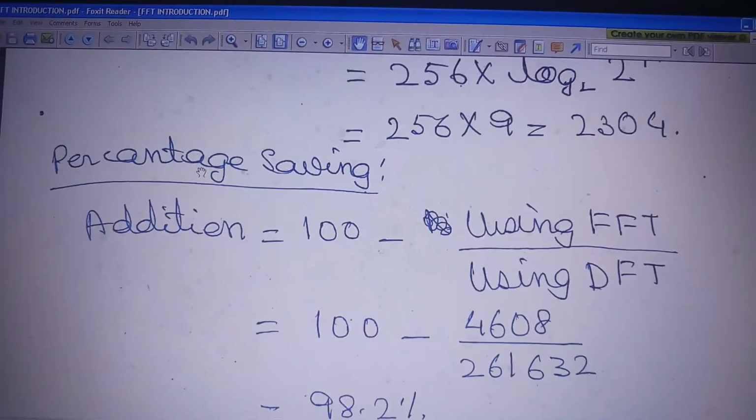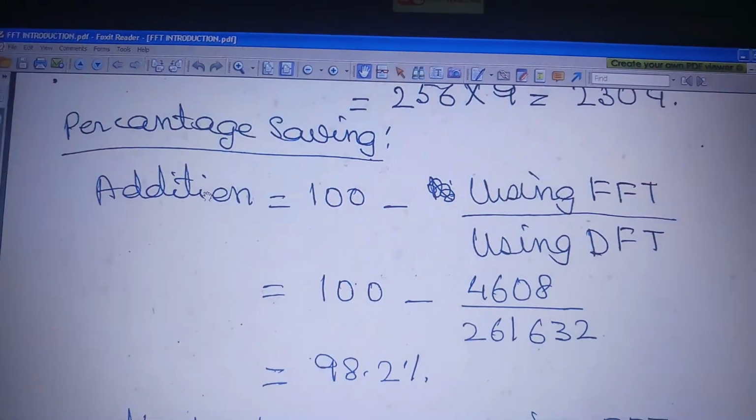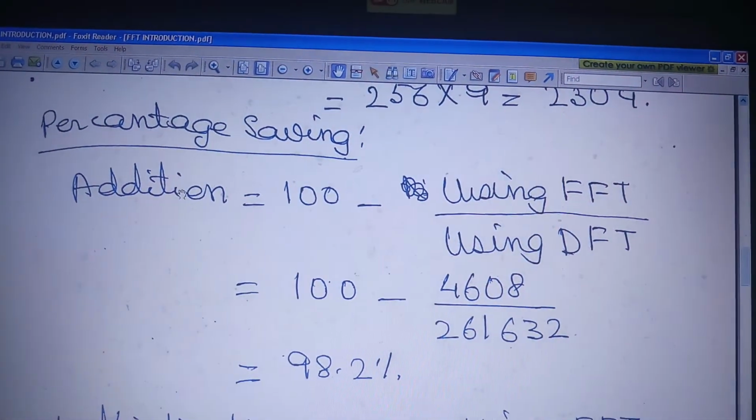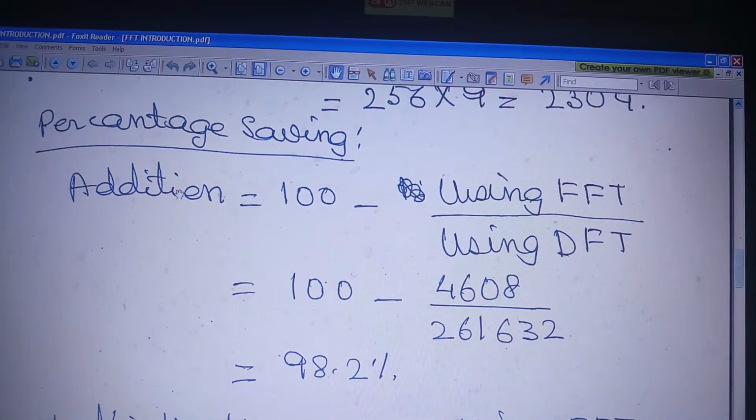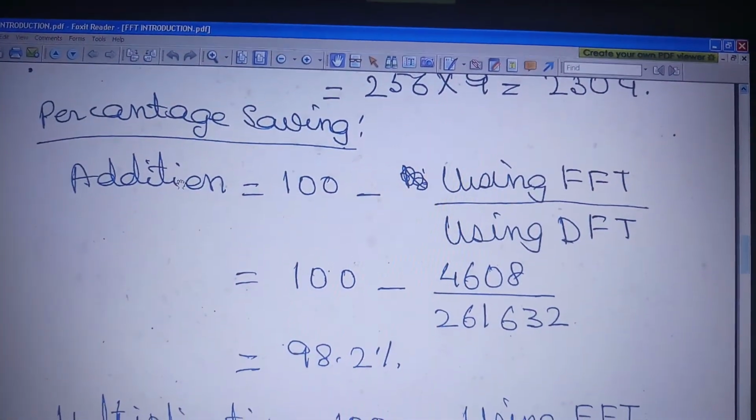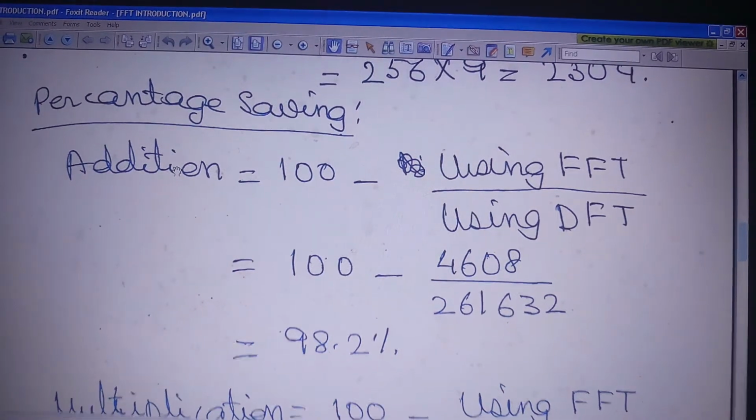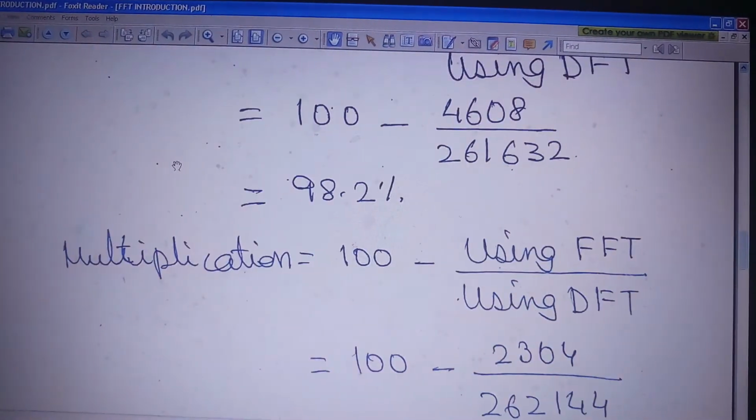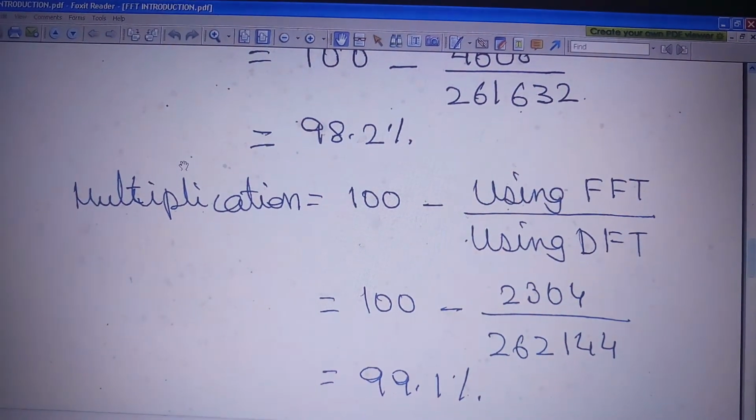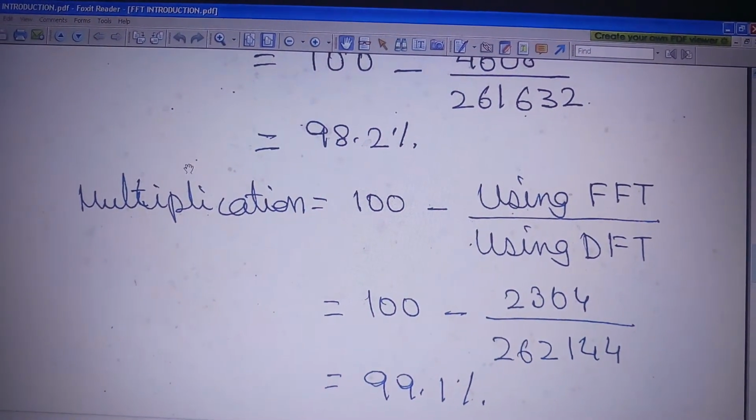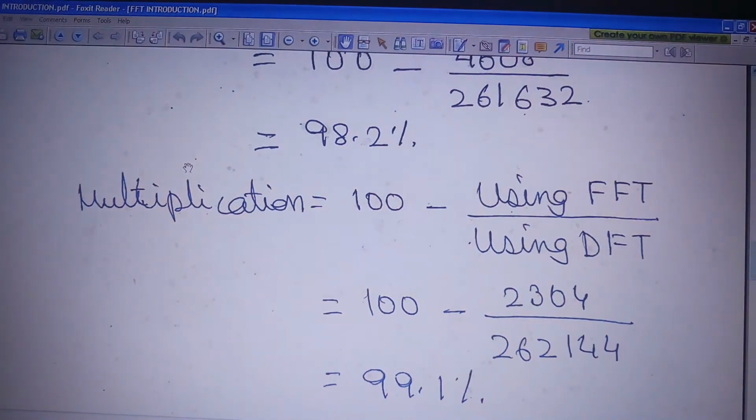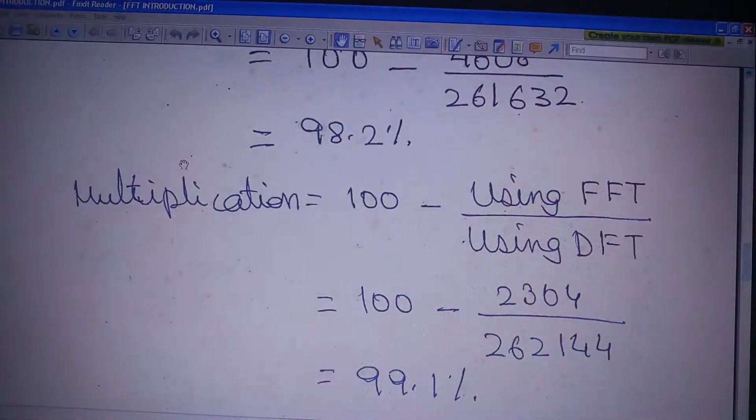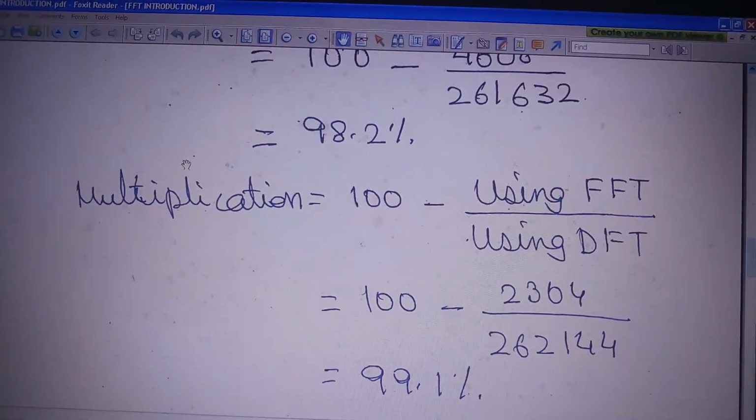So the percentage savings in addition, that is 100 minus the number of additions using FFT over the number of additions using DFT, is 98.2 percent. Similarly, for multiplication, it can be shown that the percentage savings in the number of calculations required is 99.1%. So that's a huge amount.